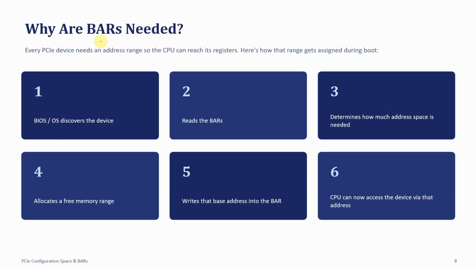And that is what we have discussed so far. So why is the BAR needed? We are going to use this particular base address register when the OS is going to discover the device. It is going to read the base address register, and it is going to determine how much address space is needed. This particular step we haven't discussed yet. We have discussed that it is going to discover it, read the BAR, and allocate a particular base address. That is what we have discussed, right?